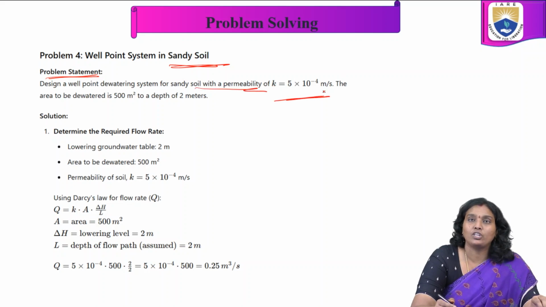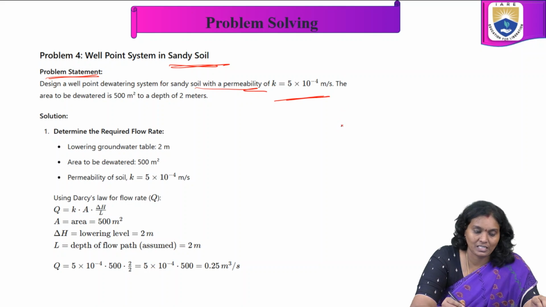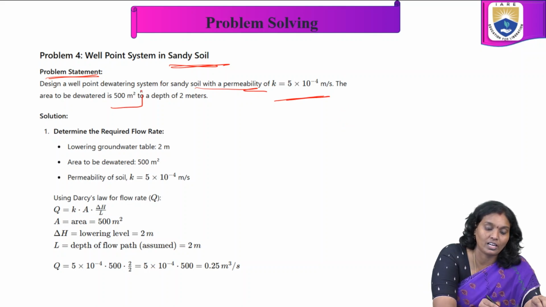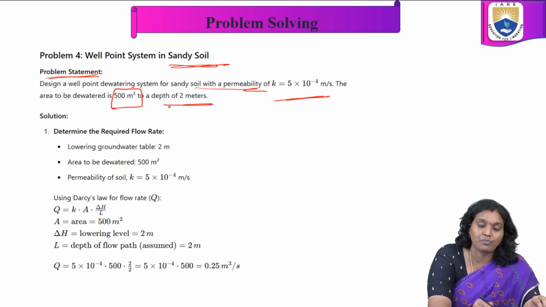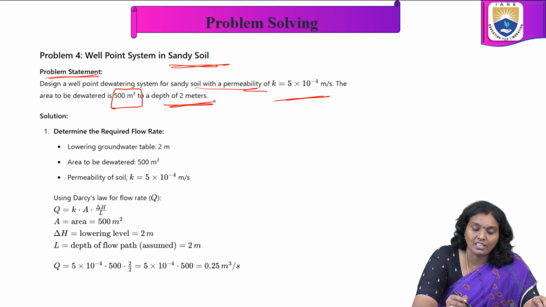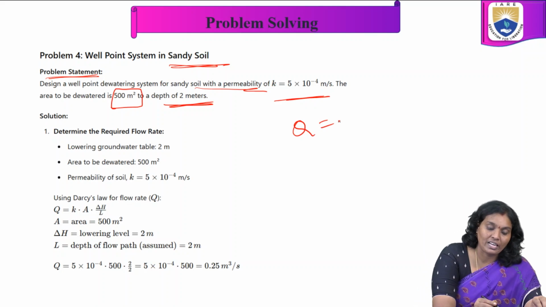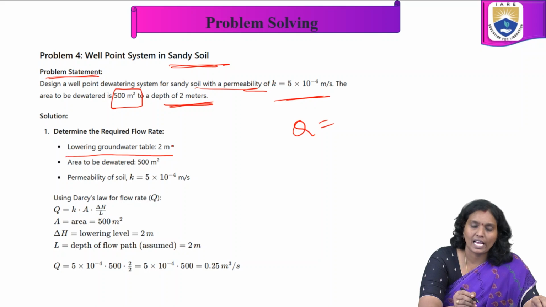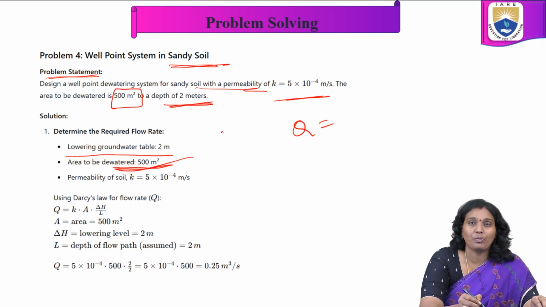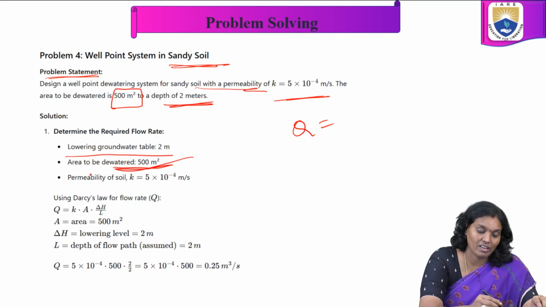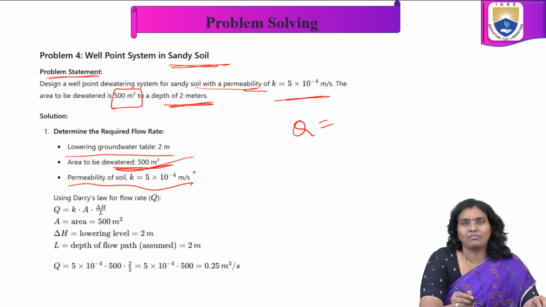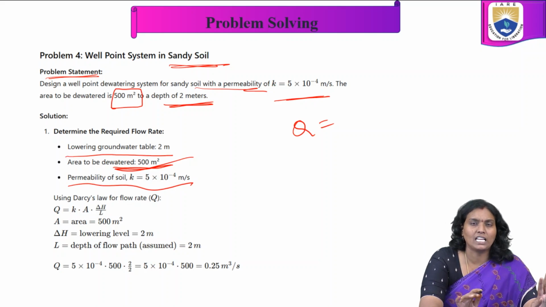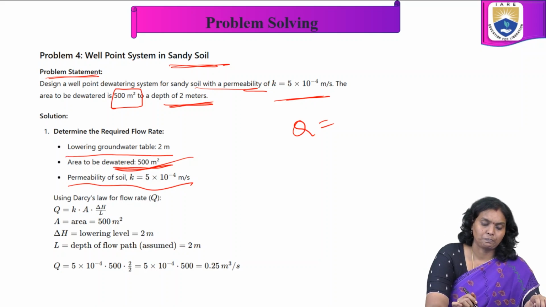K of 5 into 10 to the power of minus 4 meters per second. The area to be dewatered is 500 meters to a depth of 2 meters. So here, first we are going to determine the flow rate. Here what they mentioned is to lower the groundwater table by 2 meters. The area to be dewatered is 500 meters square. The permeability of that particular sandy soil is mentioned.